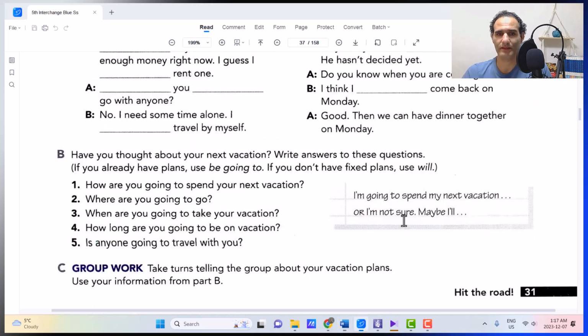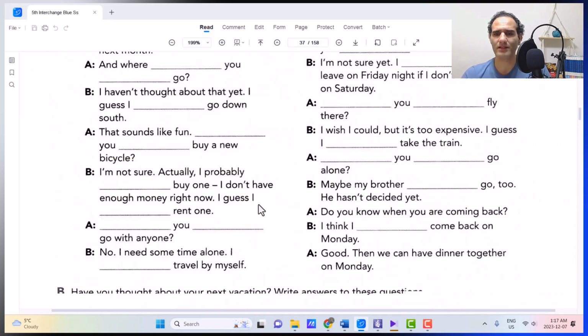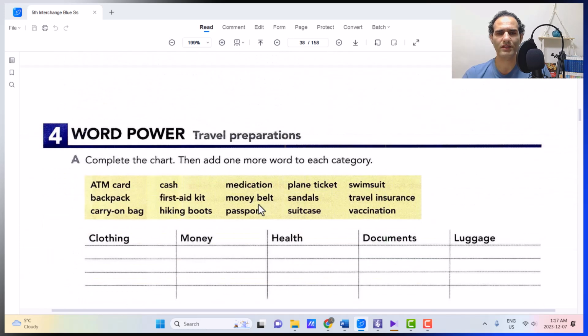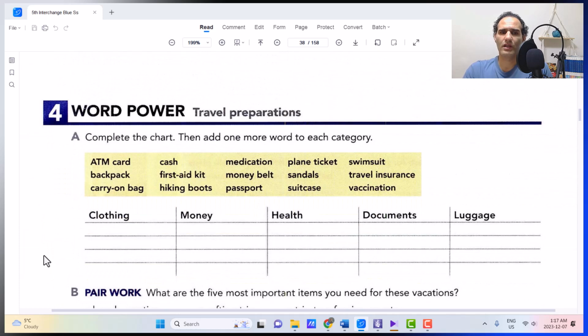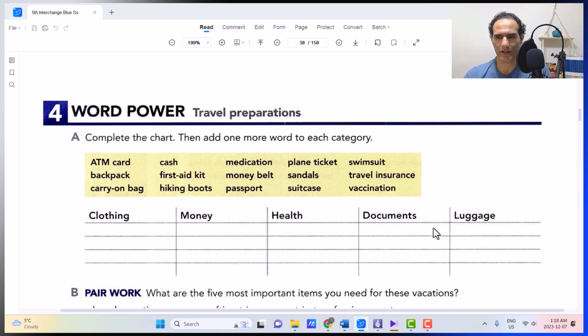Okay? Do it, please. So here we talked about will and be going to, talking about future with lots of examples and things. And let's move to exercise 4. Word power and travel preparations. A list of some vocabulary in 5 different categories of clothing, money, health, documents, and luggage. Luggage, which means all your suitcases and things. But you know that luggage is non-count. So if you got 2 suitcases and some other items, all stacked on each other at the airport, you say, this is my luggage. You don't say these are. This is my luggage, non-count.